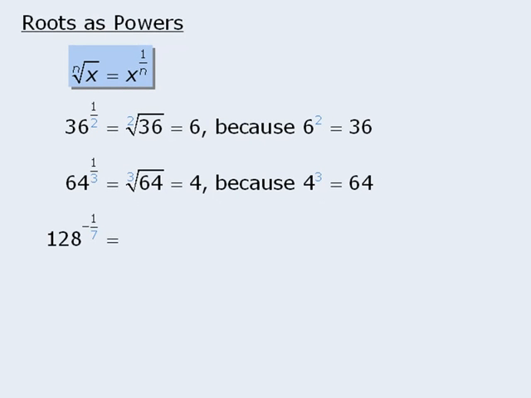Finally, to evaluate 128 to the power of negative 1/7, we will first apply the negative exponent rule and rewrite this as 1 over 128 to the power of positive 1/7. From here, 128 to the power of 1/7 is equal to the 7th root of 128, and this is equal to 2, since 2 to the power of 7 is equal to 128. So 128 to the power of negative 1/7 is equal to 1/2.